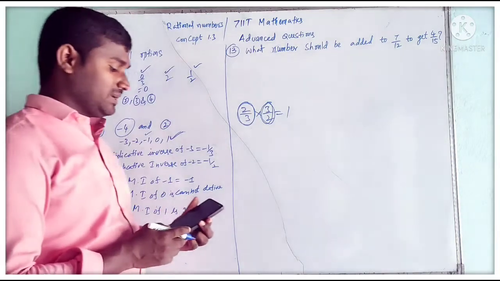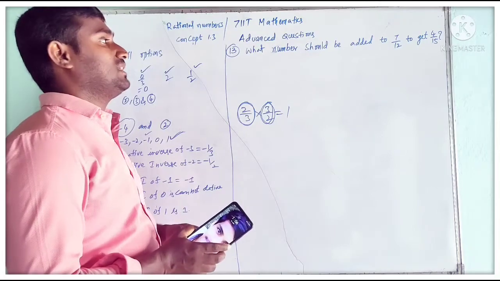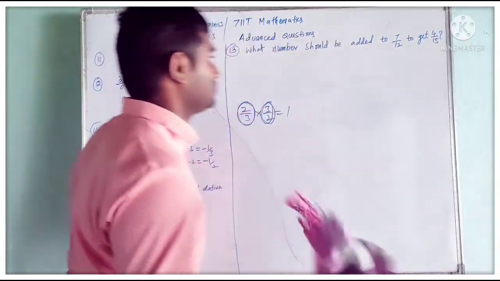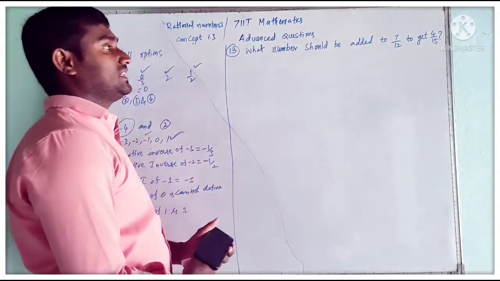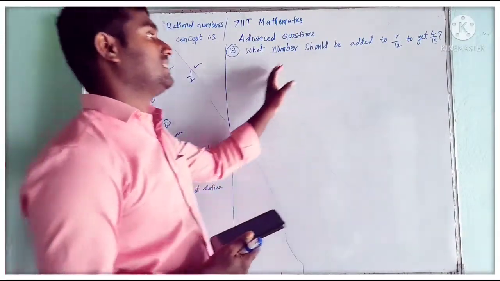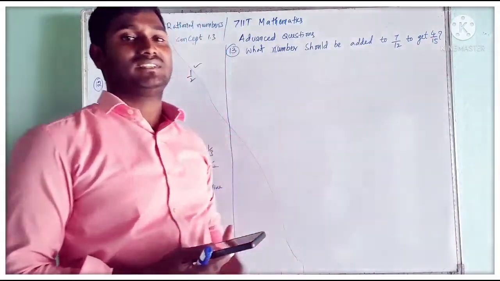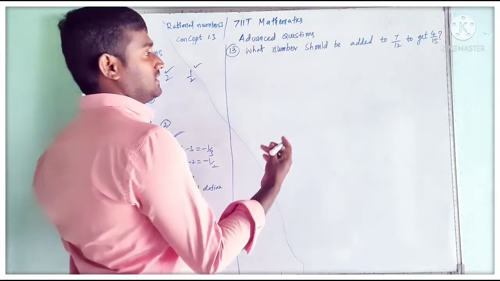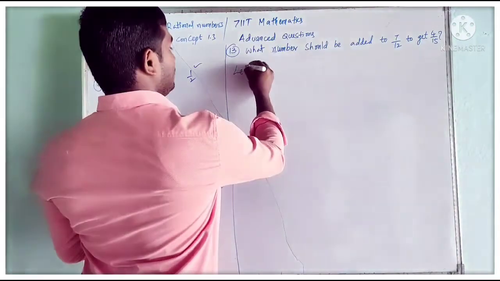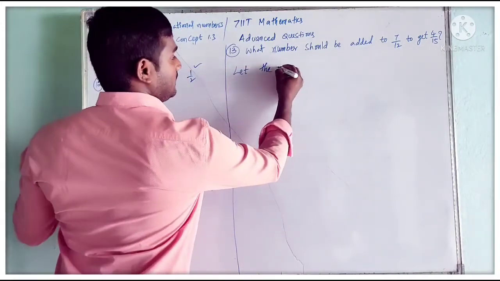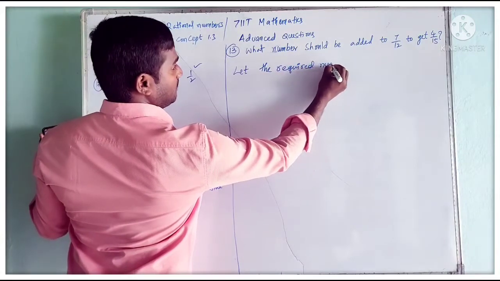Now I am going to discuss the 13th question. What number should be added to 7 by 12 to get 4 by 15? That number we don't know. When that number is added to this number, the result gives 4 by 15. We can assume that rational number to be x. Let the required number be x.